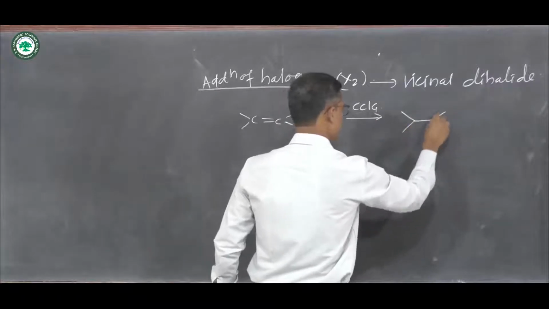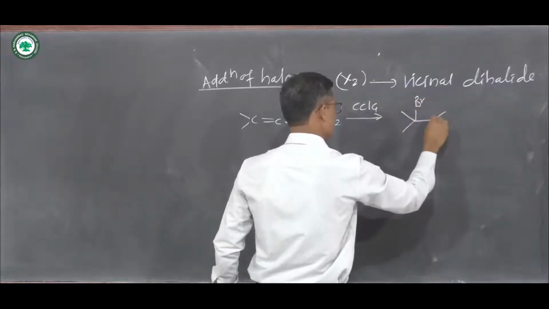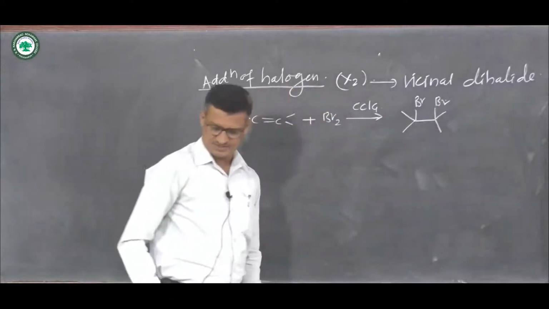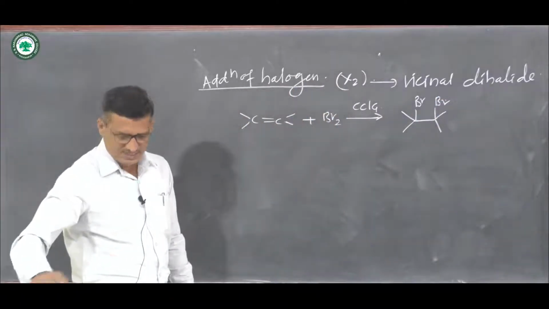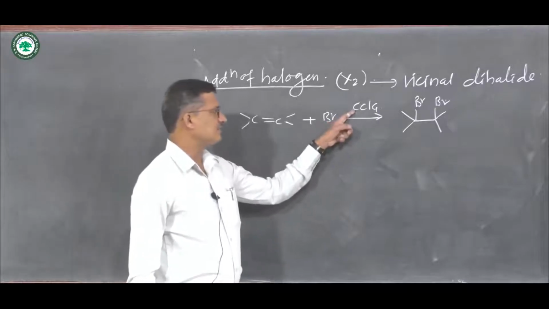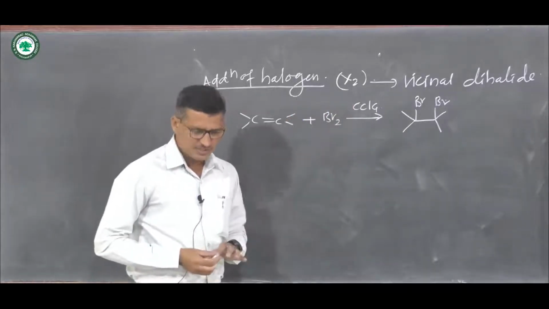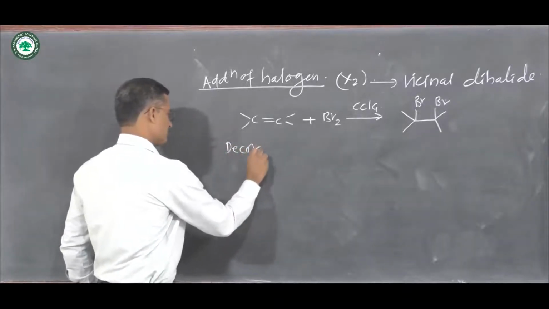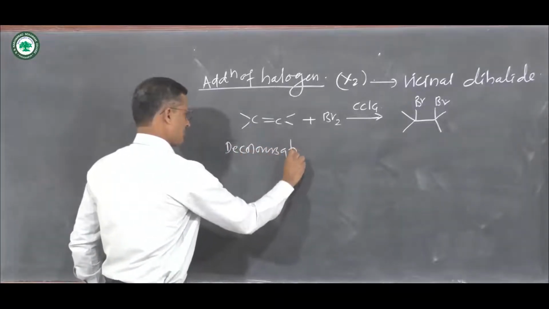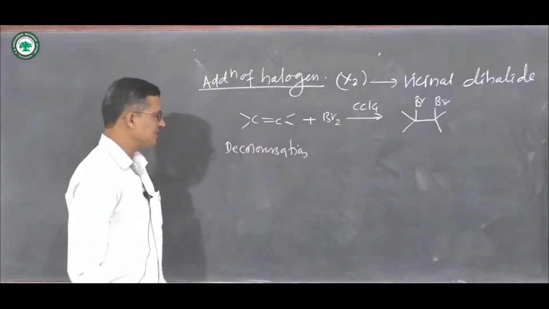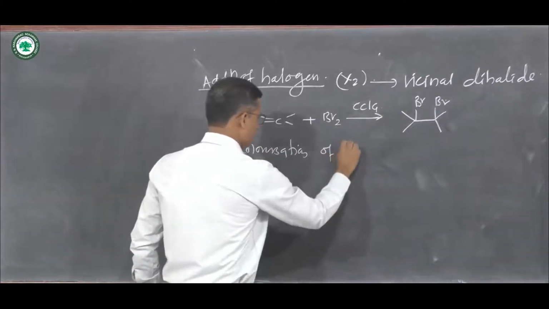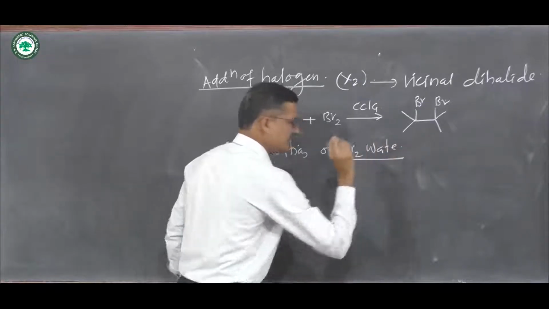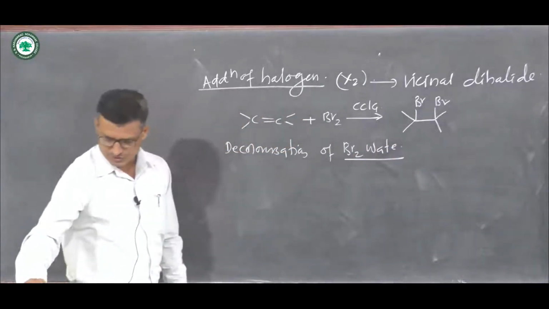Then we get this, a vicinal dihalide. So what happened in this case? This reaction is carried out in presence of the inert solvent. Then we know what happened, the decolorization. We know the decolorization of Br2 water is a classical test for unsaturation.